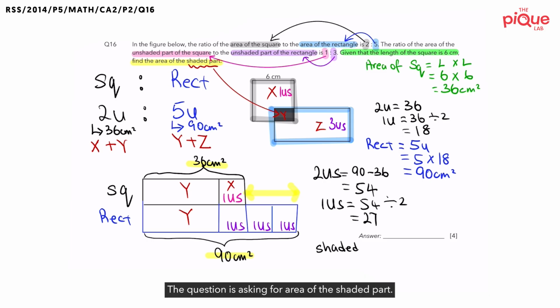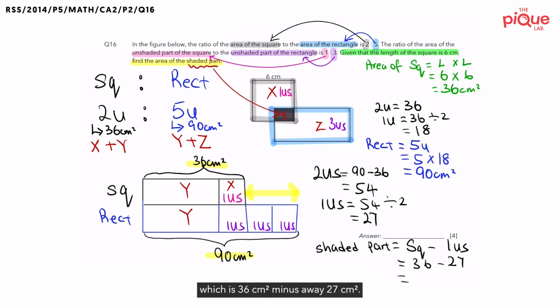The question is asking for the area of the shaded part. To find the shaded part, simply take the area of the square minus the area of the unshaded part of the square, which is 36 cm square minus away 27 cm square. We will arrive at the answer of 9 cm square.